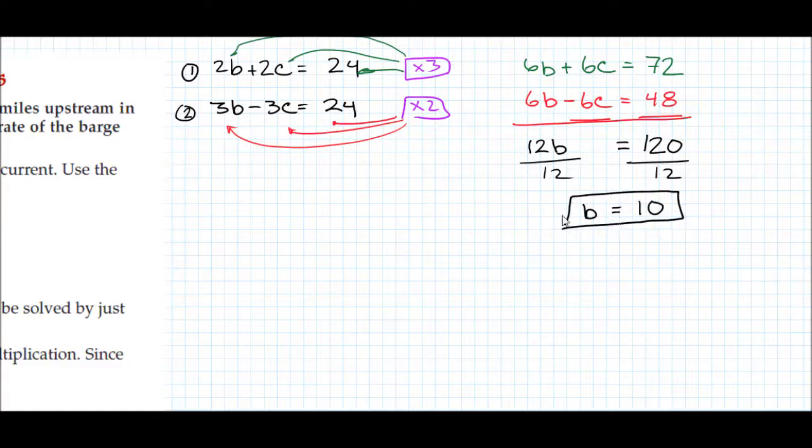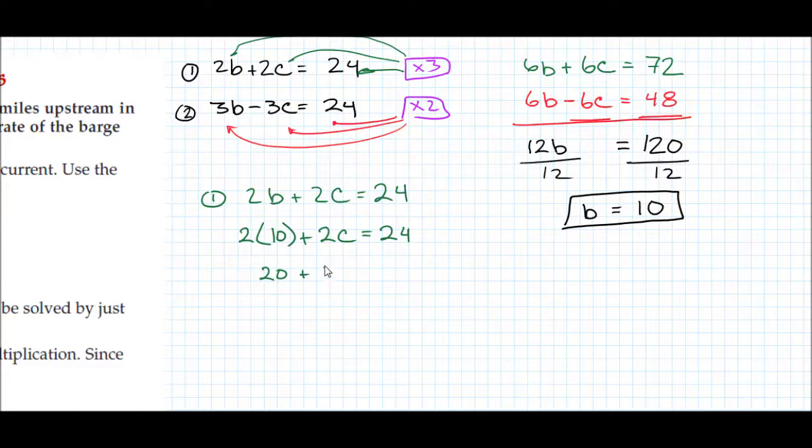Okay, we're not done. We've got to go solve for the rate of the current now. So the barge is 10. So let's reuse equation number 1, 2b plus 2c equals 24. Going to plug in 10 for the value of b. So 2 times 10 plus 2c equals 24. Okay, simplify, so it'd be 20 plus 2c equals 24.